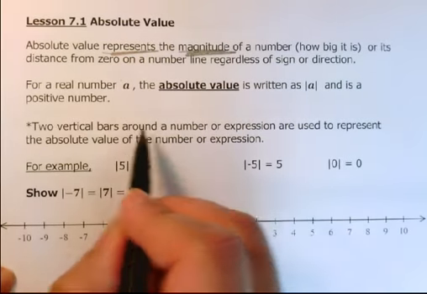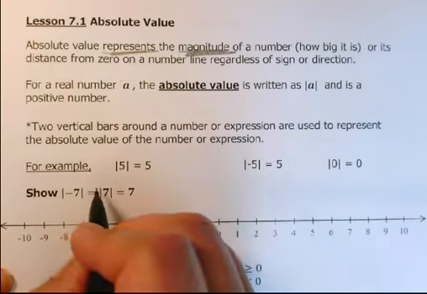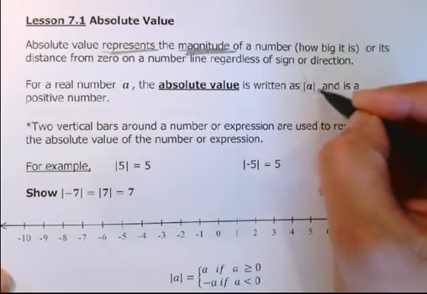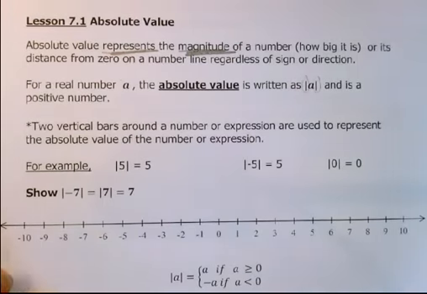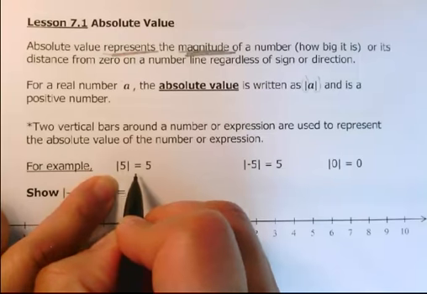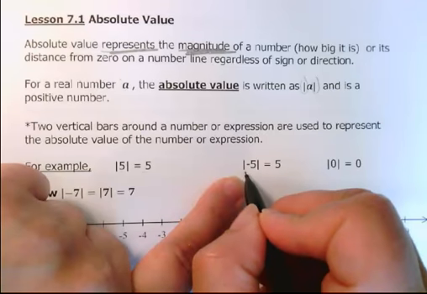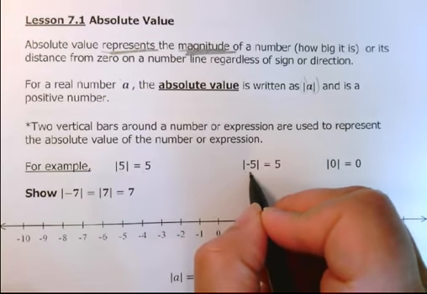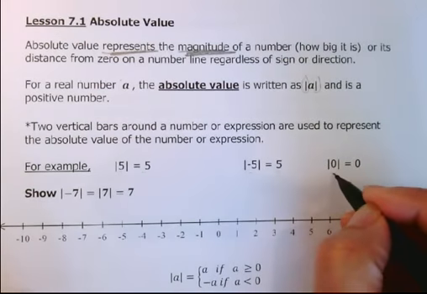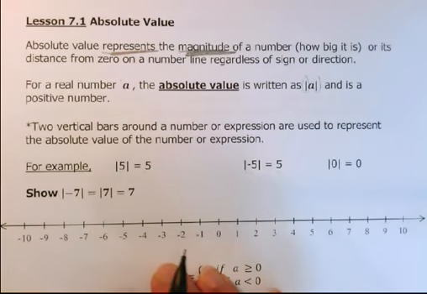So you're going to see two vertical bars around a number or an expression, and that's what the absolute value looks like. Like here we've got the A, and then we've got these vertical bars around the A. That's our absolute value. So the absolute value of 5 is going to be 5. Now, for comparison, if we want to find the absolute value of negative 5, the answer is also going to be 5. And the absolute value of 0 is 0. So 0 is 0 units away from 0.